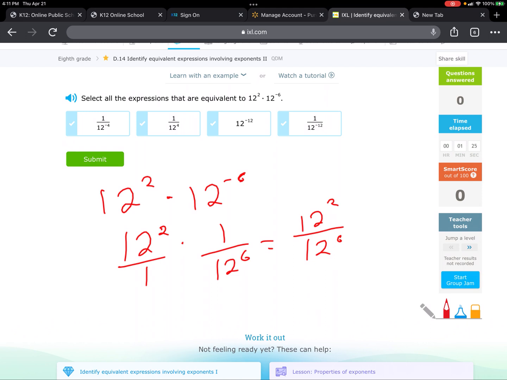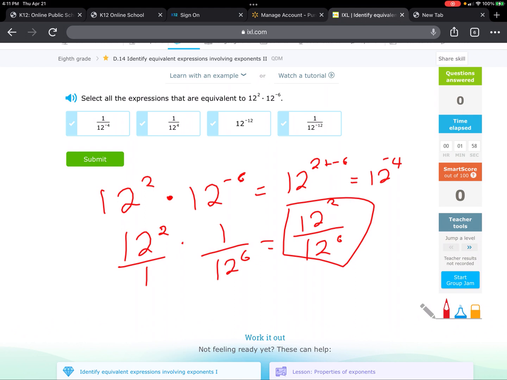But we see we're supposed to choose all of the expressions that are equivalent to 12 squared times 12 to the negative 6th power. This option is not on there. So let's go through problem by problem. Using the multiplication rule, whenever you're multiplying with like bases, you add those exponents. So we could do 12 to the 2 plus negative 6, which would give us 12 to the negative 4th power. So that option's not up here.